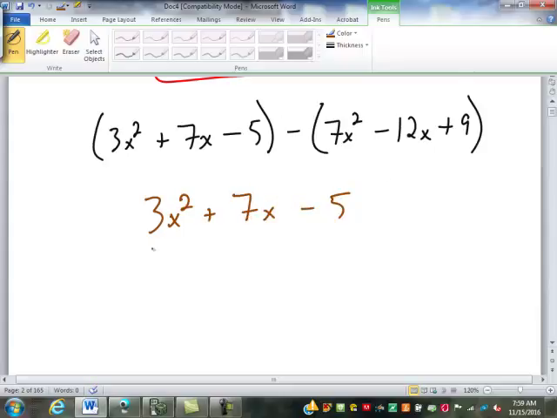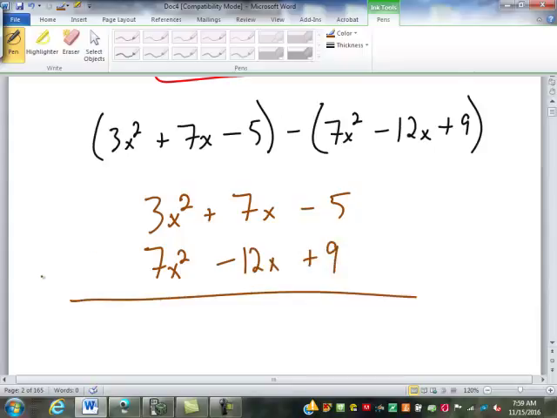Now I'm going to put my x squareds under my x squareds. 7x squared goes under 3x squared. My x's under my x's, negative 12 under the 7x. And my 1's under my 1s. So positive 9 goes under the negative 5. So now we are subtracting down each column. Negative 5 minus 9 is... yeah, it becomes negative 5 plus a negative 9, so it's a negative 14.